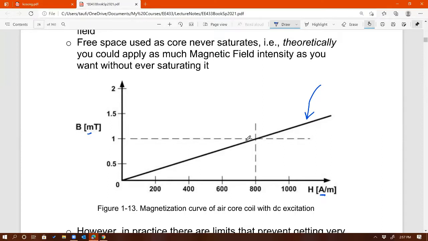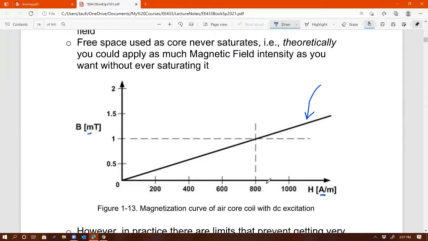That's the problem if you use air as the core, or free space, or vacuum as the core. For some applications, using an air core could be acceptable, but definitely not power applications. Maybe for communication type of applications where power is not a concern, then you could definitely use an air core. And again, one advantage of an air core is that it doesn't saturate. But the practical issue is that it's too much energy to create a small magnetic field.